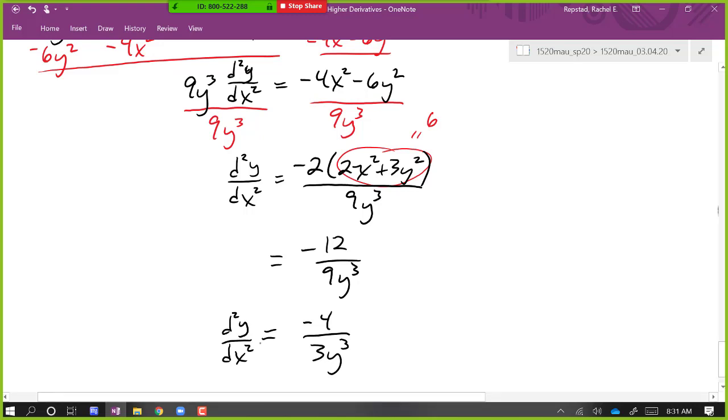And some insight that we gain from this is that the value of the second derivative, if we were to plot this curve, would appear to depend only on the y-coordinate and not on the x-coordinate.